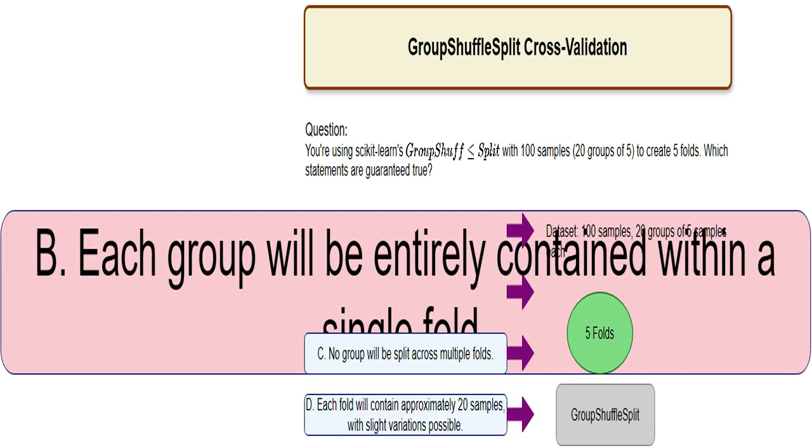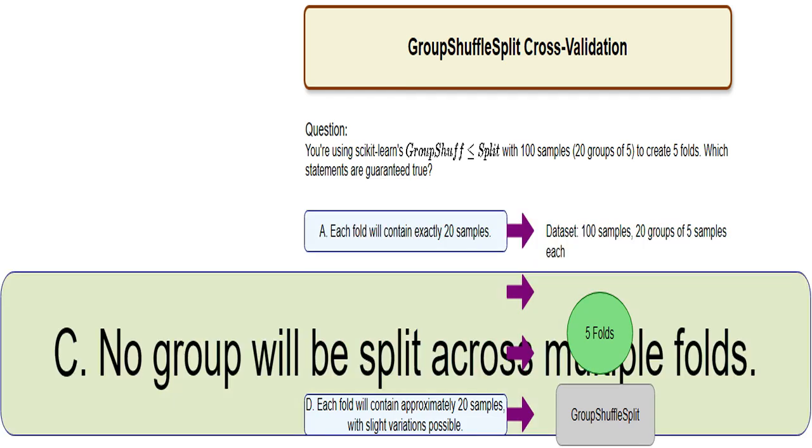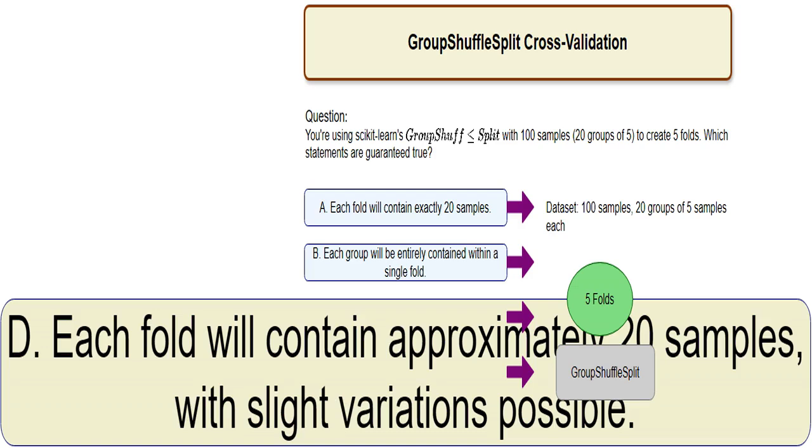It guarantees that all data points within a group will land in the same fold. Another true statement. This is a direct consequence of keeping groups whole. This is also true. While the ideal is 20 samples per fold, 100 samples divided by 5 folds, the actual distribution might vary slightly because GroupShuffleSplit prioritizes group integrity.